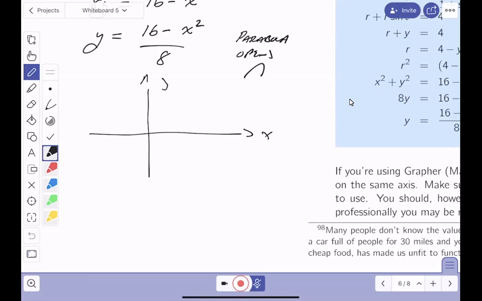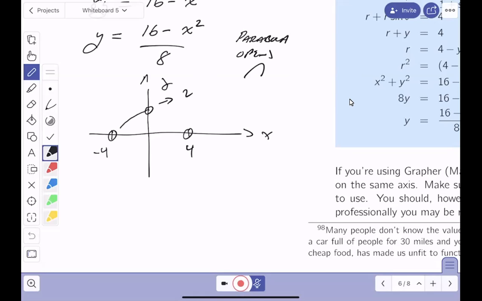This is x and y. By the way, the polar plane sits on top of that. If you want to use polar graph paper, you can. It's going to give you the identical graph. What are the x-intercepts? Plus or minus 4. What's the y-intercept? Well, if x is 0, that would be 16 over 8, which is 2. I'll put that down for you. And that's going to be 2 over here.